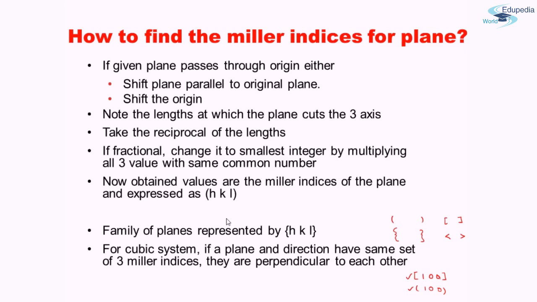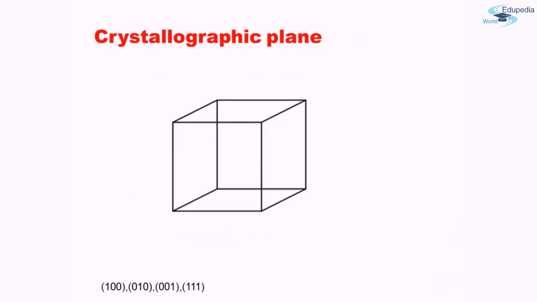Rather, if you have the Miller indices, we backtrack the process and find the plane. Now let us see some examples to make the idea concrete and much more clear. This example I will discuss for the cubic system. These four planes we will try to plot.